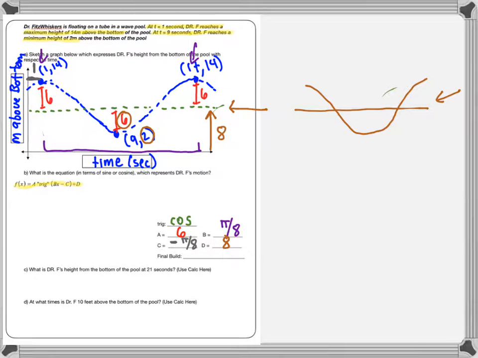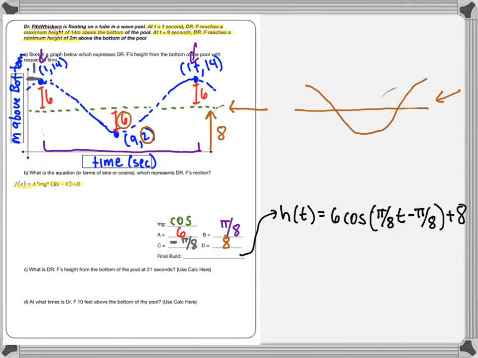So we end up with the final form, and I'm going to write it over here. Let's call it height above bottom of the pool, so h with respect to seconds is going to give me 6 cosine of (pi over 8 t minus pi over 8) plus 8.